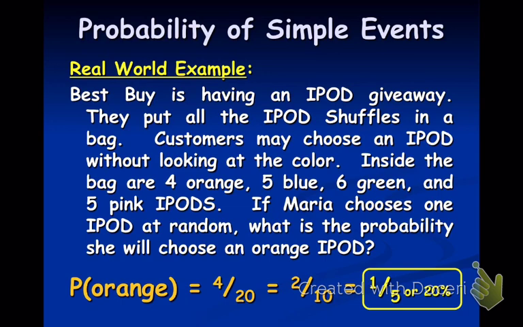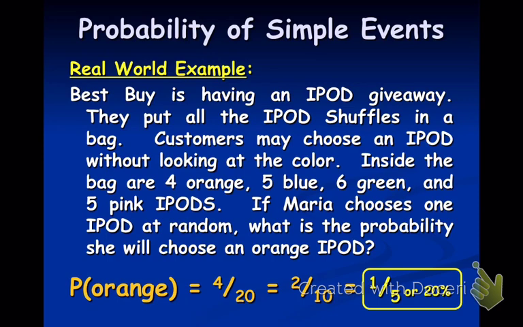Looking at this notation, this is how we're going to write it. We put the letter P for probability. Inside the parentheses, it's kind of like function notation. You put what you want to happen. In this case, we want an orange iPod. If we wanted the probability of a blue, we would say P of blue, and so on. This is just an intro. Let's go ahead and get into the nitty-gritty now.